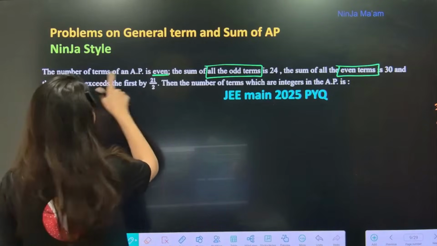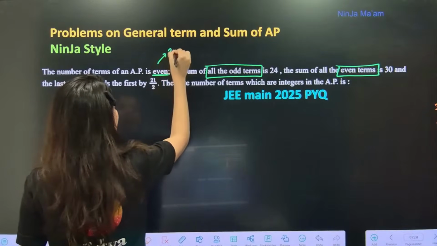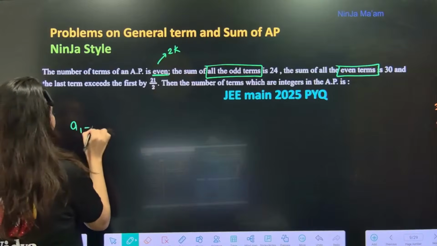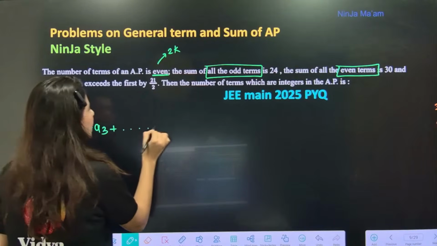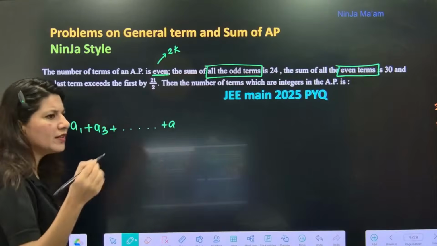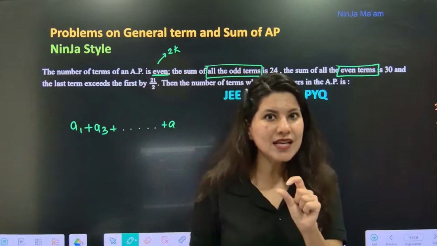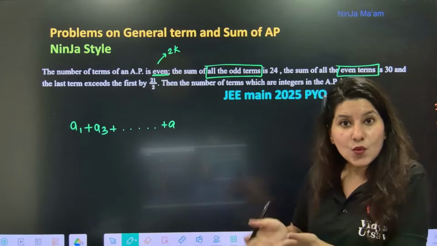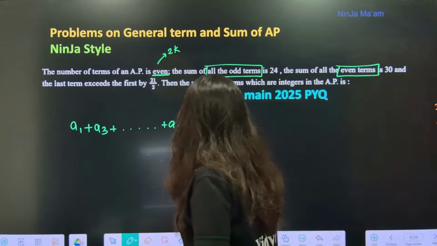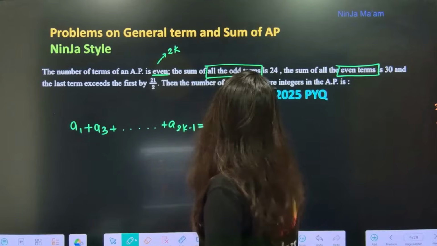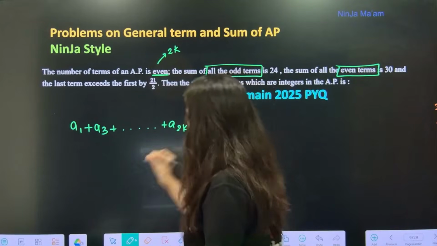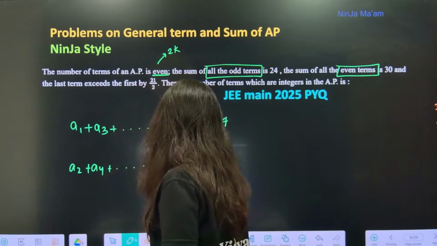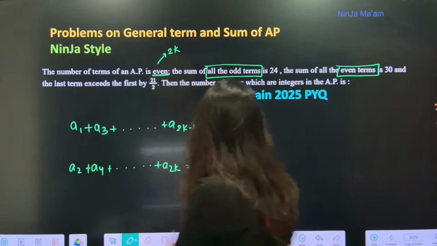The number of terms is even, so let us assume that 2k is the number of terms. Sum of all the odd terms: a1 plus a3 and all the way up to the last odd term. If a total of 2k terms are there, the last term will be even, so one less than that will be the last odd term. So it will go up to a(2k minus 1), and that sum is 24. Sum of even terms: a2 plus a4 and all the way up to the last even term, a(2k). So this is also k terms, this is also k terms.